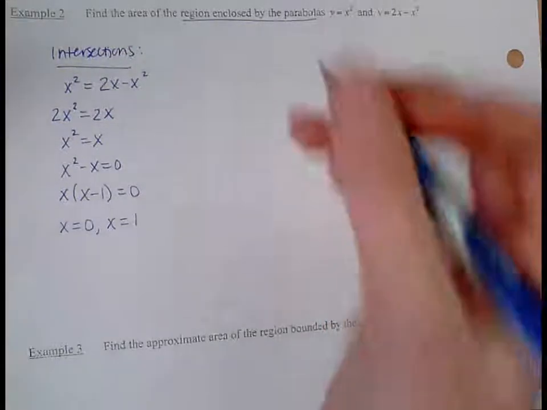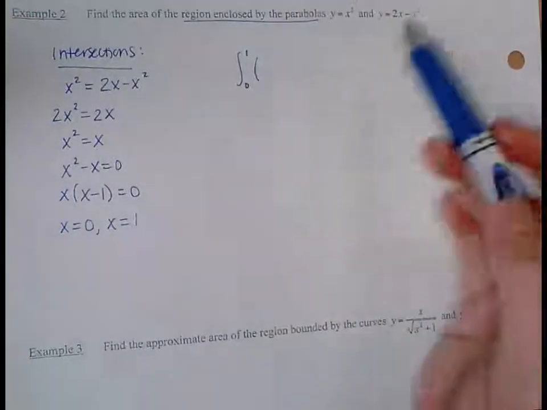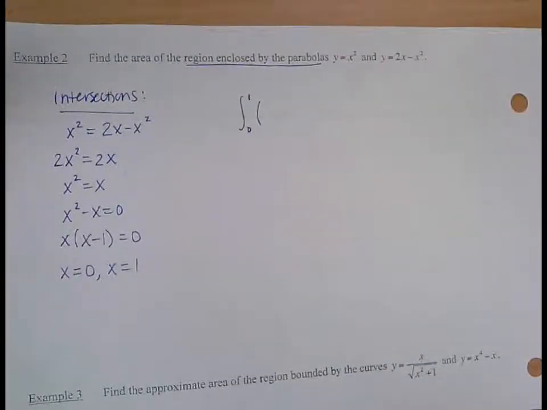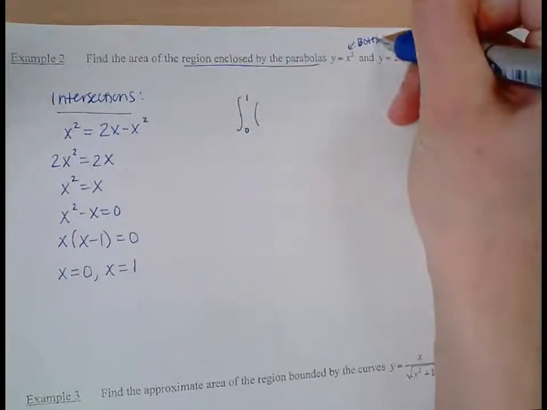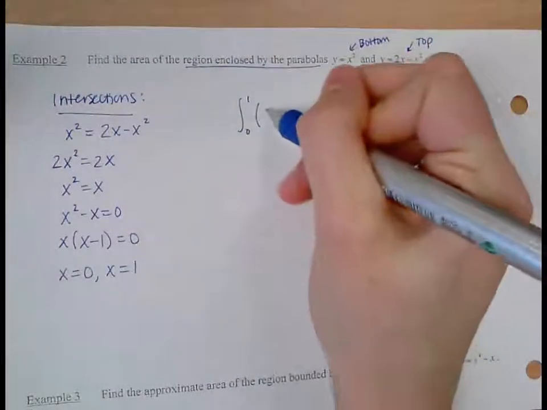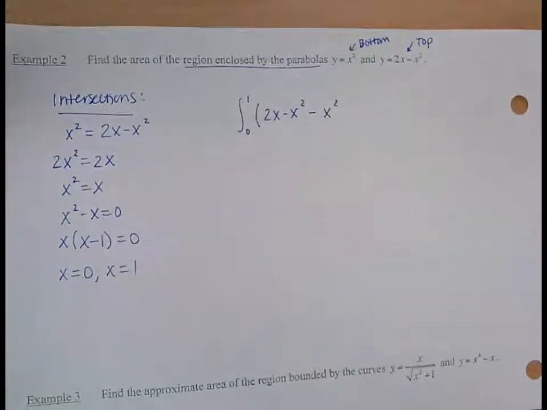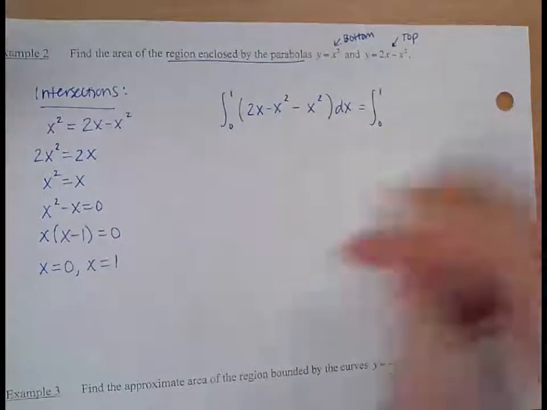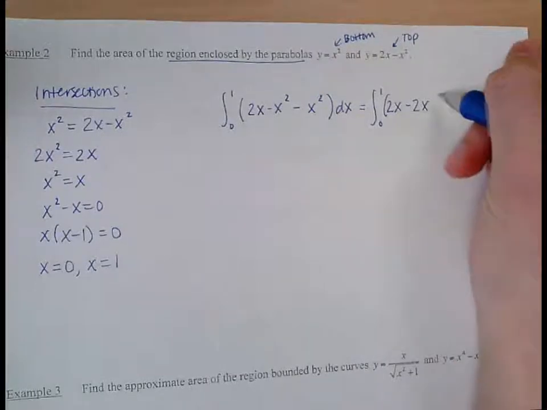Okay, so then you know that you're going to have the integral from 0 to 1 of which of these 2 curves was the top curve. The second one was the top curve. So you would have 2x minus x squared and then minus x squared dx, which you could simplify to the integral from 0 to 1 of 2x minus 2x squared.